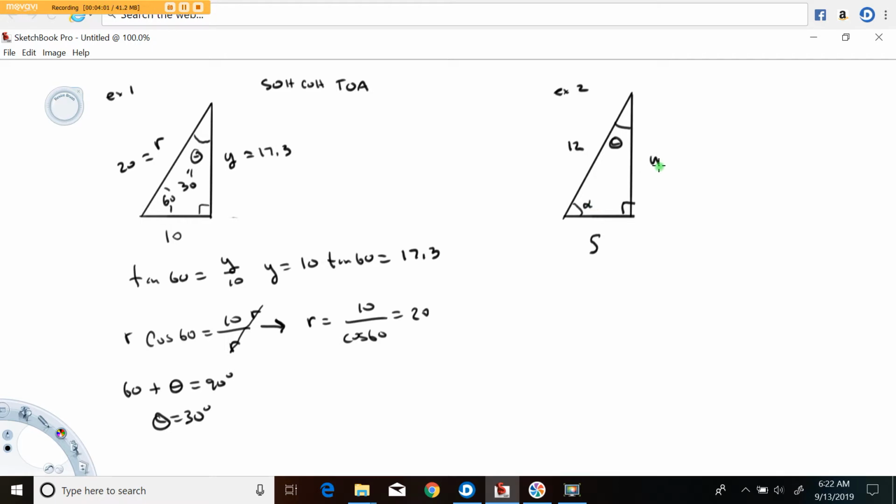Let's go ahead and call this side y. All right, so let's go after theta here. We'll start with this.